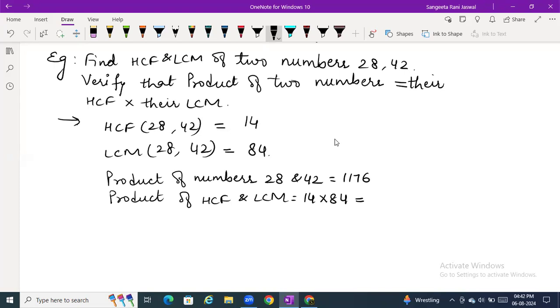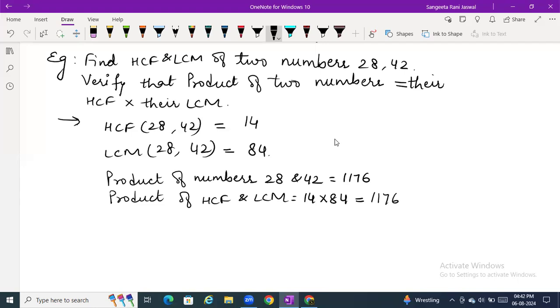1176, that's correct. And Harshit, what did you get for this product? 14 into 84. Ma'am, 14 only, correct. Okay, beta, good. You got your mistake? Yes, ma'am. Great. Yes, Harshit, tell me the product of this. Ma'am, I got my answer. What is it? Ma'am, 1176. Okay, 1176.